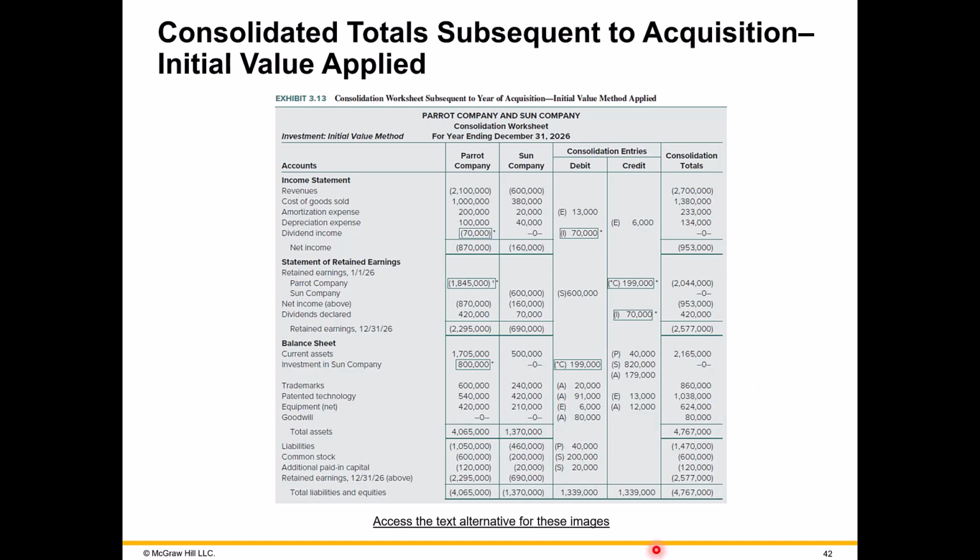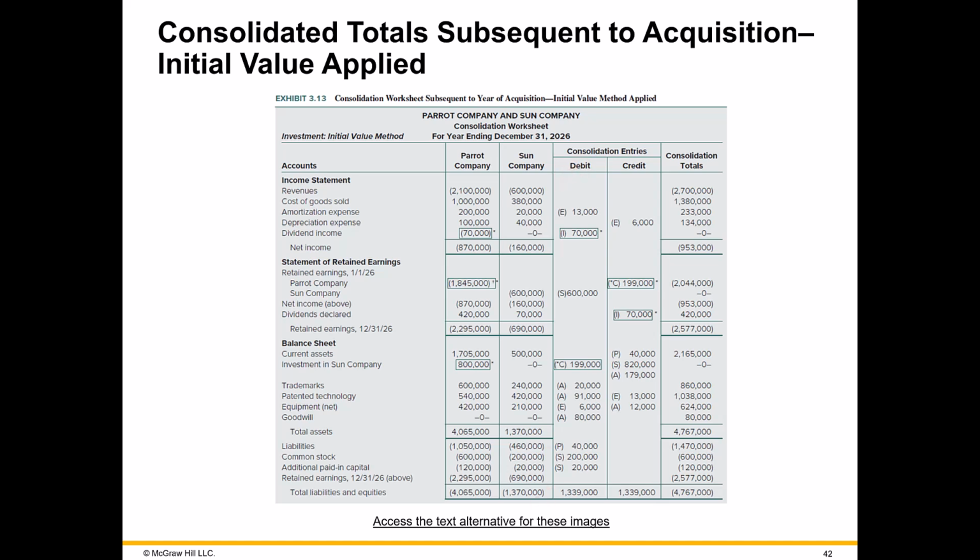So let's take a look at the worksheets. So this is the initial value method. Remember that 199,000 I mentioned? You gotta increase the retained earnings of the parent to account for all of that unrecorded profit of the sub, and the offset is to reduce the investment.